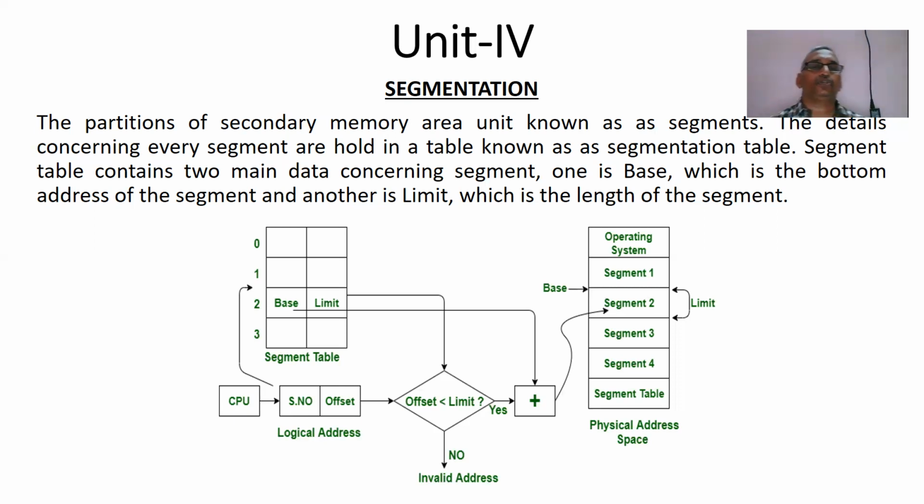Here the segment table has limit and base, and the physical memory holds the operating system, segment 1 and segment 2. The CPU generates the segment number and offset, which is the logical address. It checks whether the offset is greater than the limit. If yes, it is a trap, the invalid address. If no, it is a valid address. This diagram shows how the data flows in segmentation.